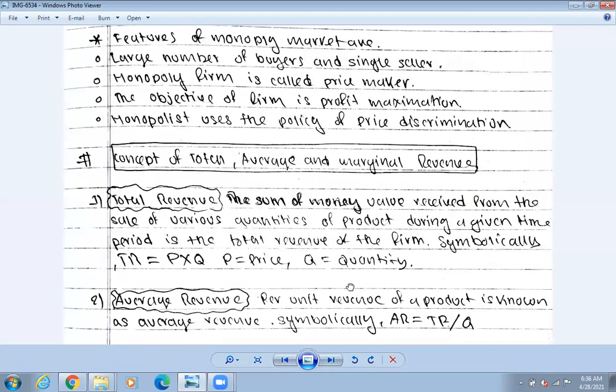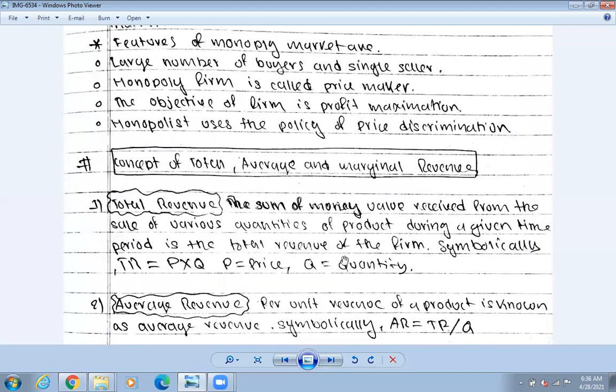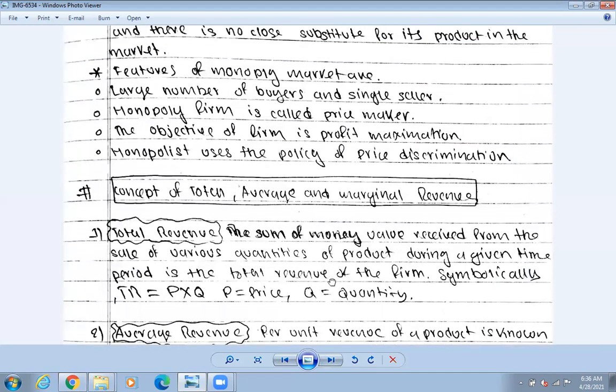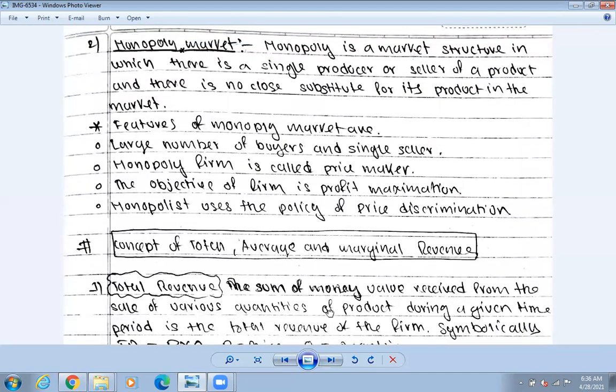But in a monopoly market, they are the only supplier. If there is only one supplier, what will they do? They can change the price of the product also. So it is called a monopoly market. A market where there are many buyers but only one seller, who sells many products, is called a monopoly market.